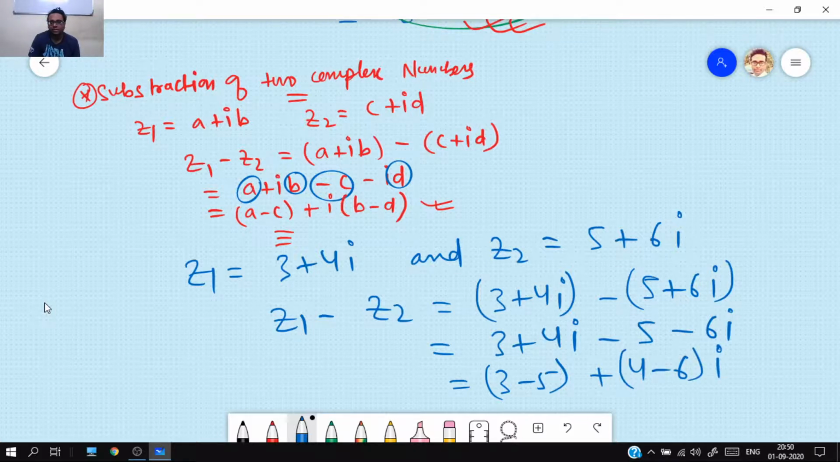I don't write i here. It's not necessary to write i before this bracket or after this bracket. You can write it anyway. Suppose if you write i on this side, it is also correct. If you write i on the right side of the bracket or the left side of the bracket, that doesn't matter. You can place it anywhere.